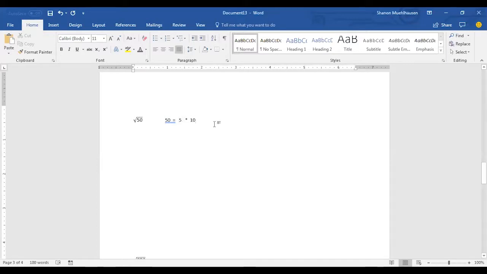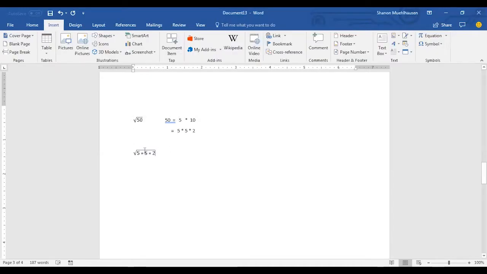So here I've broken 50 down into its factors. 5 times 10. The 10 can be broken down more. The square root of 50 becomes 5 times 5 times 2 under that radical. What I tell my students is it takes 2 of something to be removed from the square root. That is, there are 2 5s under the radical. That becomes 1 5 outside of the radical. The 2 does not pair up, so the 2 is left inside the radical.